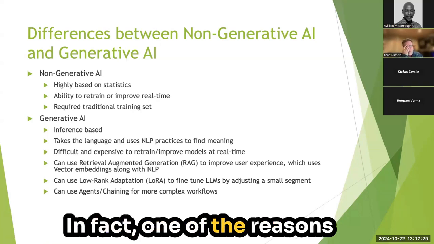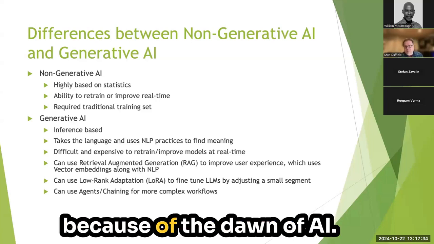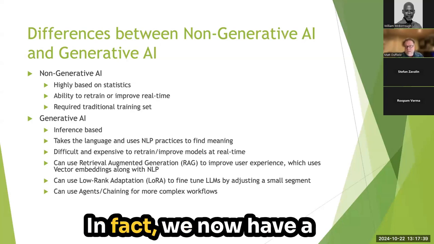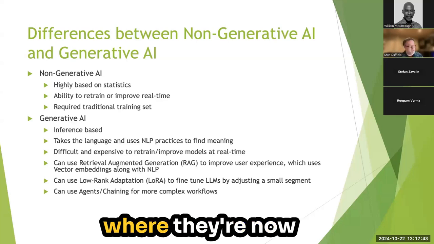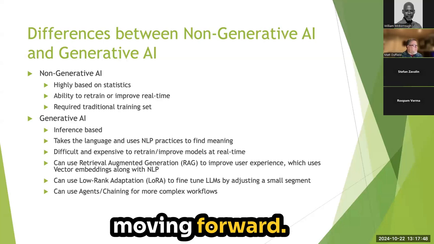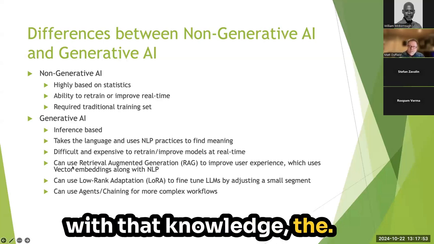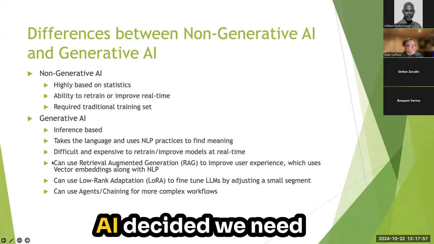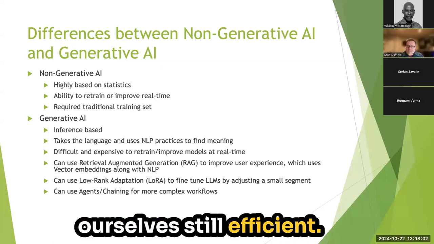In fact, one of the reasons video card stocks have risen so highly is because of the dawn of AI. It needs that GPU. We now have dedicated chips from Apple, the TPU, and Microsoft for the TPUs, which are dedicated AI processors moving forward. So very expensive. But with that knowledge, the architects and the designers of AI decided we need to do something in order to make ourselves still efficient.